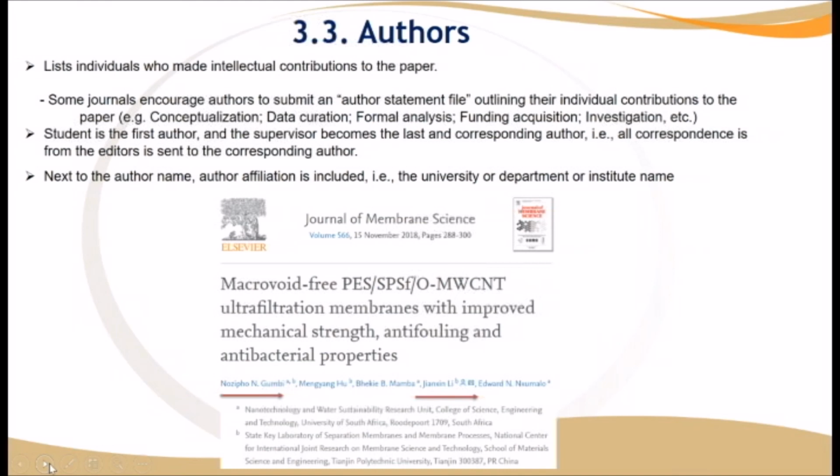So some journals even encourage that authors submit something that is known as an author statement file. What this is simply is a separate document in addition to the paper that you are submitting, where you are outlining the individual contributions of each and every person that is listed in that authorship list. Okay, so what did they contribute? Were they instrumental in conceptualization, data curation, formal analysis, funding acquisition, investigation, and many others?